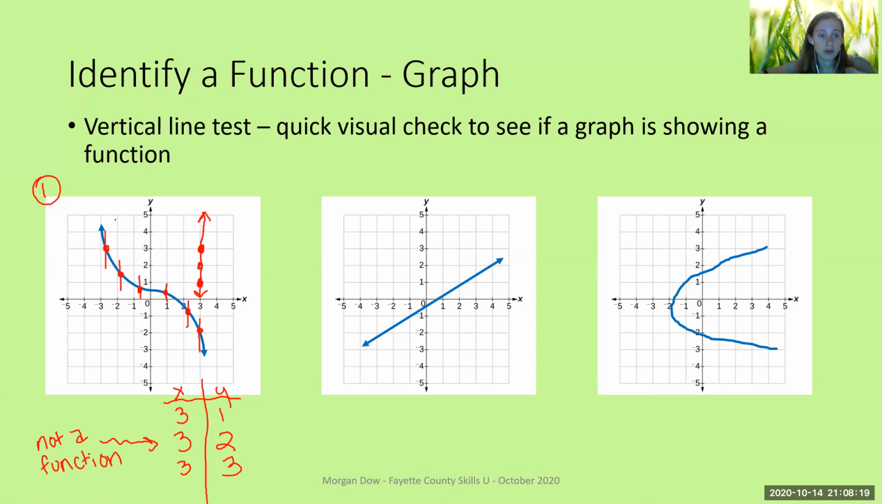So this first graph passes the vertical line test. It is a function. What about the second graph here? If I draw a vertical line anywhere along this blue line, those vertical lines will only ever cross at a single point. So this passes the vertical line test. It is a function. Since it's a straight line, we'd actually call it a linear function.